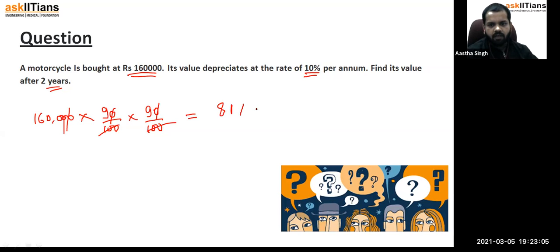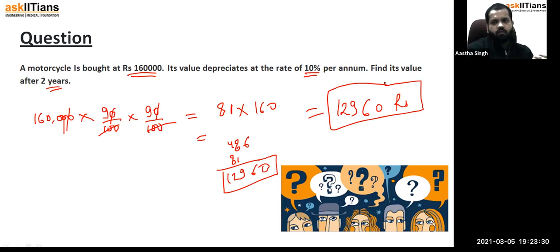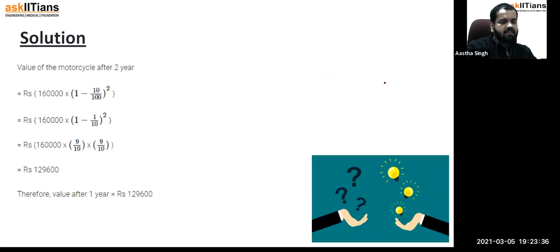And 9 9s are 81. 81 multiplied by 160. Do the required calculation: 12960. 12960 will be your answer. Rupees will be the value of your motorcycle after 2 years, right? So basically, this is your solution.